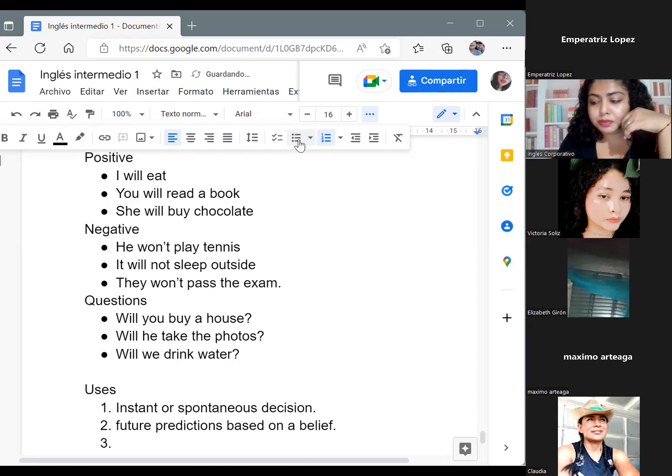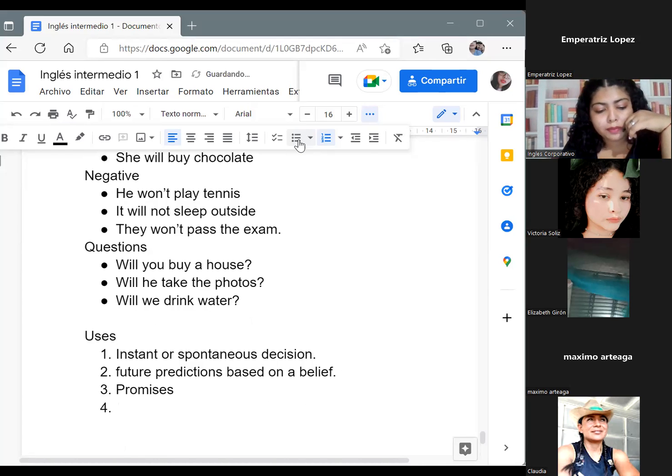Then, number 3. We have in number 3, promises. In this case, we're talking about something that we say to someone that we are going to do at a specific time or maybe in the future. That is the case that we're talking about future. So in that case, it is a promise. For example, I won't tell anyone your secret, or we can say, I will go with you to the concert or something like that. Then we have in the number 4, offers.